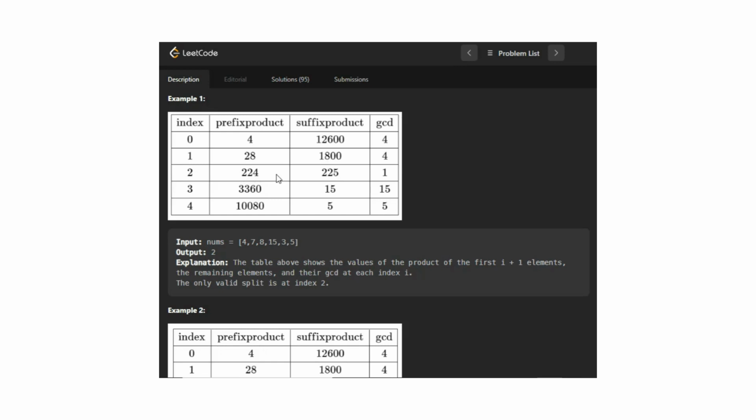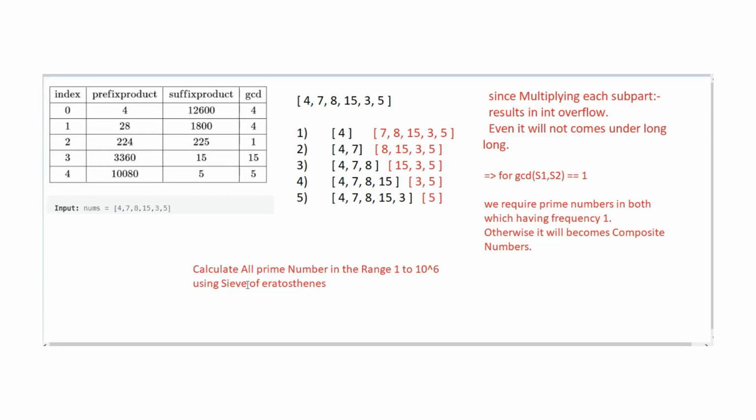Here, both of them have unique prime numbers. Whenever they have unique prime factors, only then is a GCD of 1 possible. If they share prime factors, the GCD cannot be 1. So let's see this example with the help of a proper explanation.